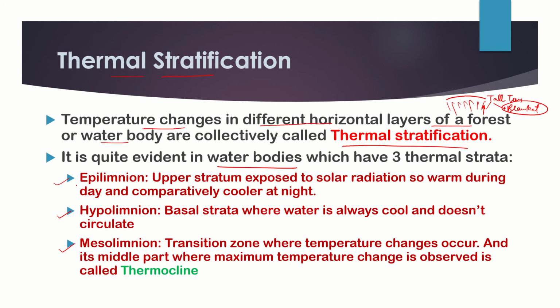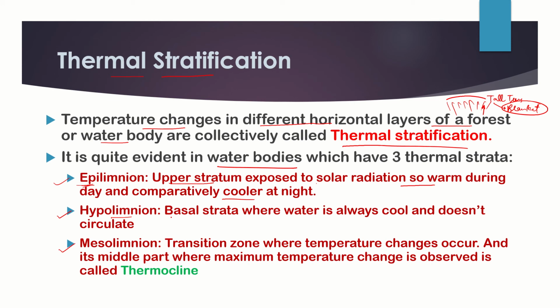What is epilimnion? Epi means over, it is the uppermost stratum which is exposed to solar radiation. Because the rays are falling directly over that, during daytime this layer will remain warm. But at night, when sunset has happened and onwards, the water is going to lose that heat, and water loses heat slowly, but that layer will become cooler. Then the lowermost is called hypolimnion.